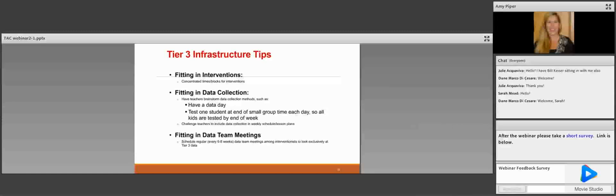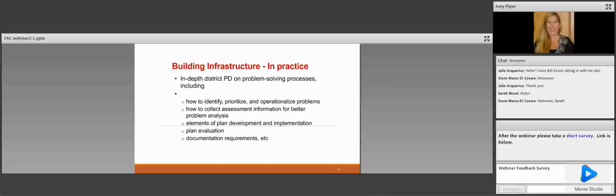And then fitting in those data team meetings, they're right on our school calendar, and we schedule those about every 8 to 10 weeks now, and we look exclusively at Tier 3 data. We do a lot of professional development during our staff meetings. We still do reminders about the RTI process, about problem solving, about how to collect data, about looking at data points. We'll do some quick reviews constantly about what we're doing, and we may do it during a PLC or a team meeting as well.